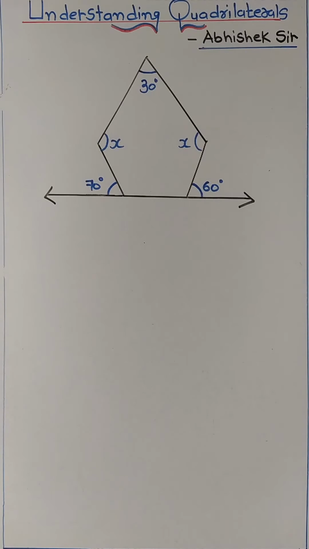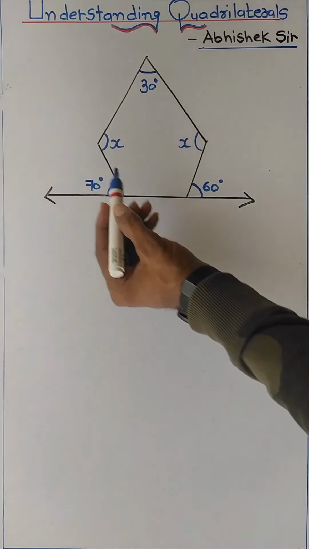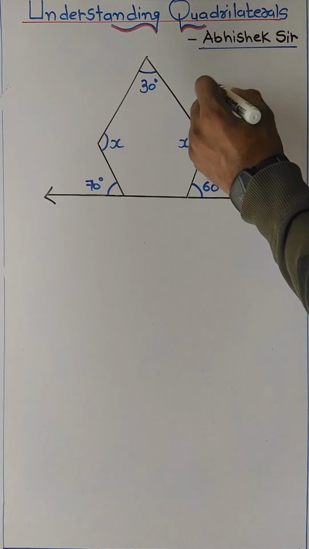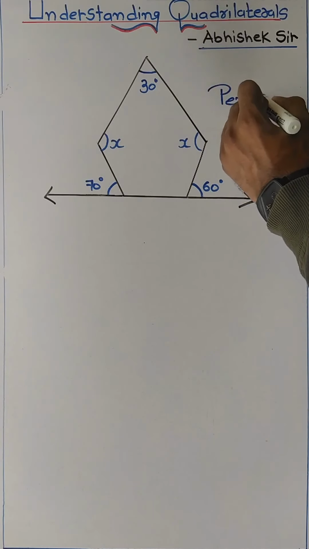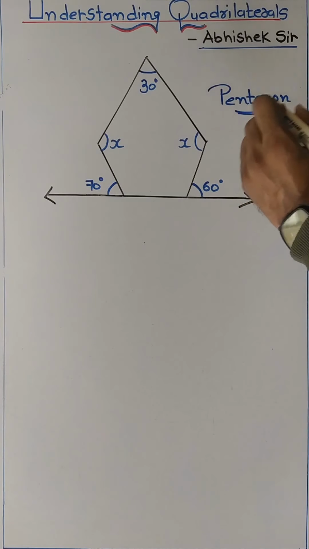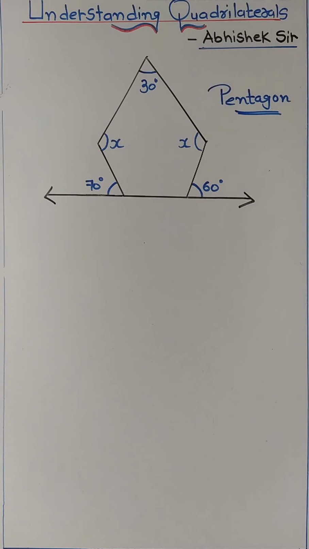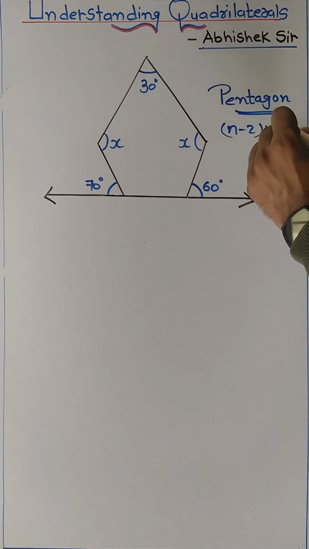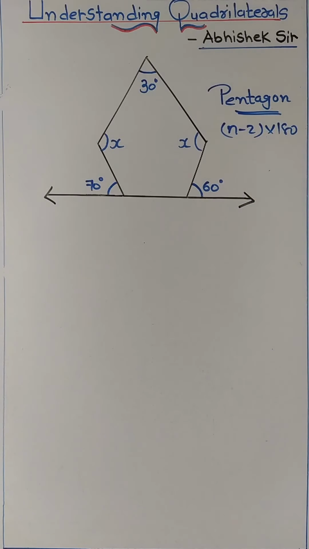Now moving on to the third figure. If you see very carefully, it is a pentagon. 1, 2, 3, 4 and 5 sides, right? So the first thing you have to notice is this figure is a pentagon. So the angle sum property will have to be found by using the (n minus 2) into 180 degree formula, right? So don't forget to find the angle sum.